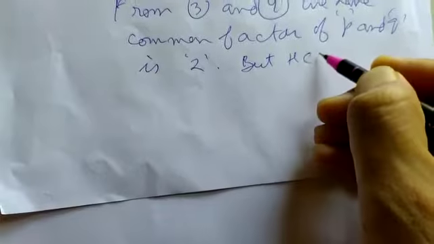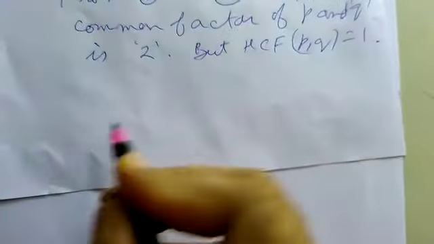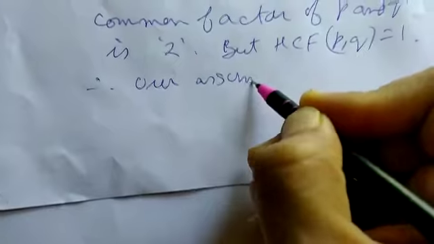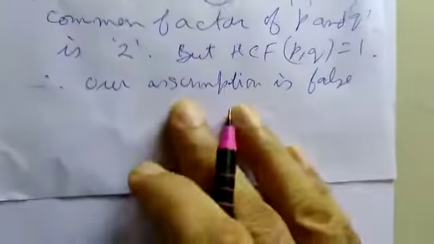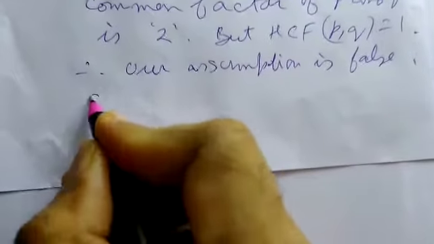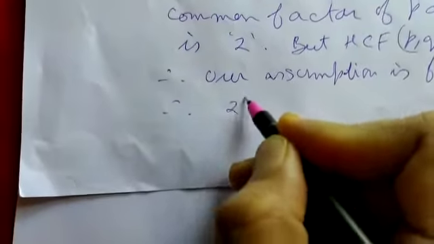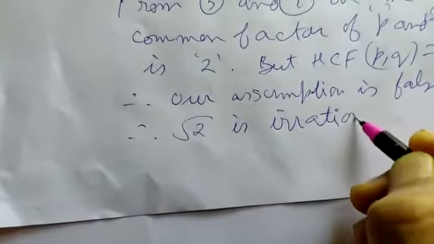So what we'll write: from 3 and 4, we have the common factor of p and q is 2, but the HCF of p and q is 1. Therefore, our assumption is false. And therefore, what we have assumed, that root 2 is rational, is wrong. Therefore, root 2 is irrational. So this is how we get the proof.